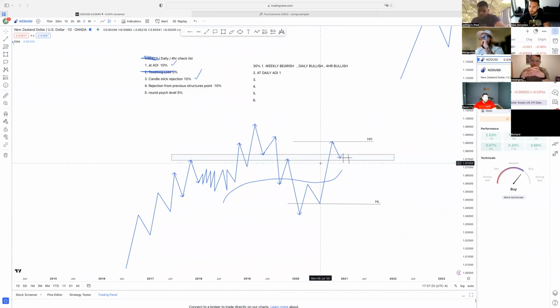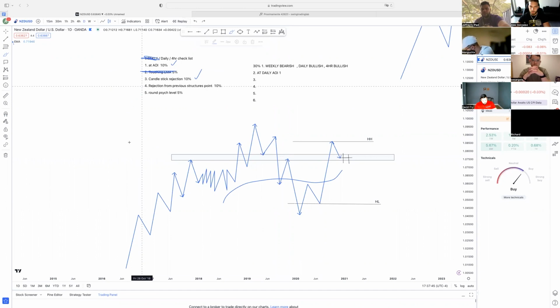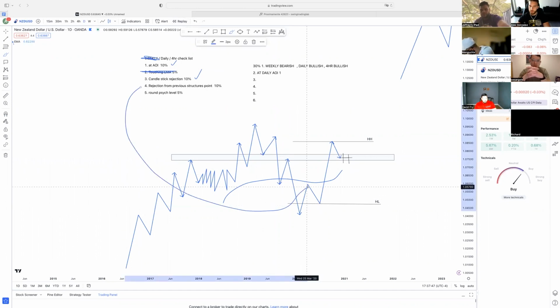So I actually confused you guys. This is not the previous structure point. This is the previous structure point. You guys are seeing how this was the last point before we created this new higher high. So this right now is not the previous structure point. This is not the previous structure point. The last previous structure point would be this point right here.